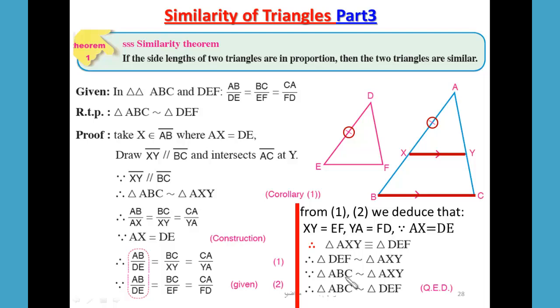Now, if we have two similar triangles, then the corresponding sides are proportional, and vice versa. If the side lengths of two triangles are in proportion, then the two triangles are similar. If you have this, you can deduce this result. And we'll take some problems to explain and to understand this theorem.